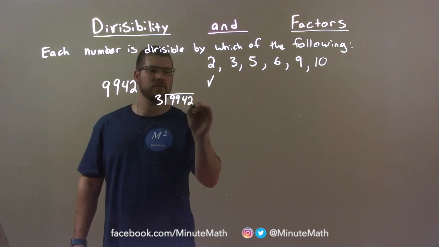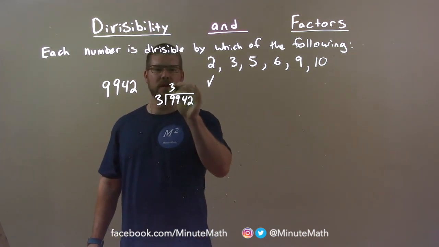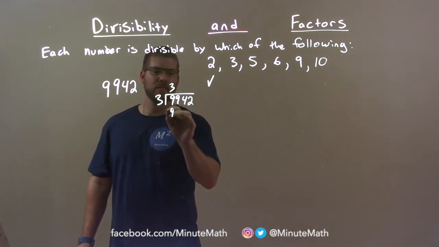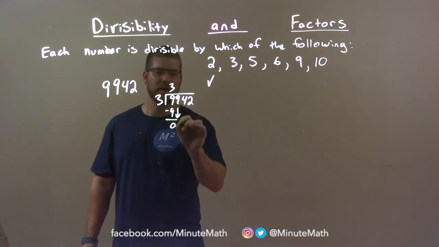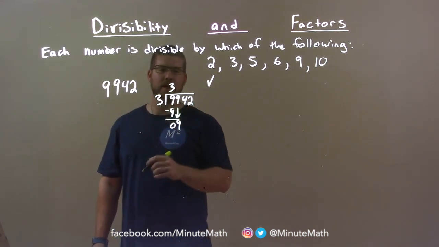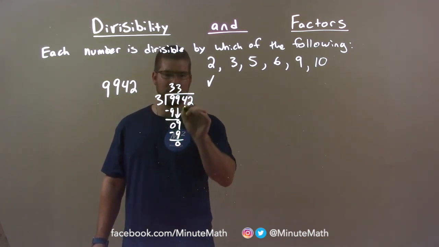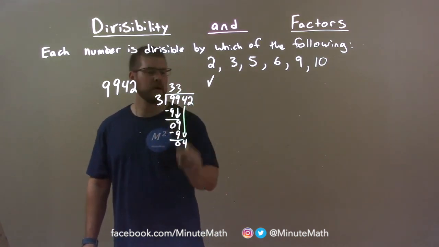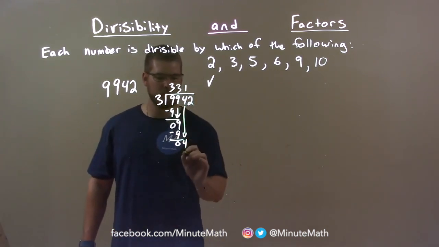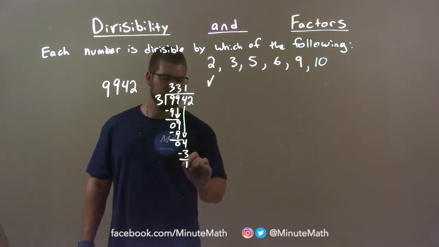9, 9, 4, 2. 3 goes into 9 3 times. 3 times 3 is 9. Subtract it. Good. Get a 0. Bring down this 9. 3 goes into 9 again, 3 times. 3 times 3, 9. Subtract it. Got a 0. Great. Bring down the 4. 3 goes into 4 1 time. 1 times 3 is 3. Subtract the 2. Get a 1.